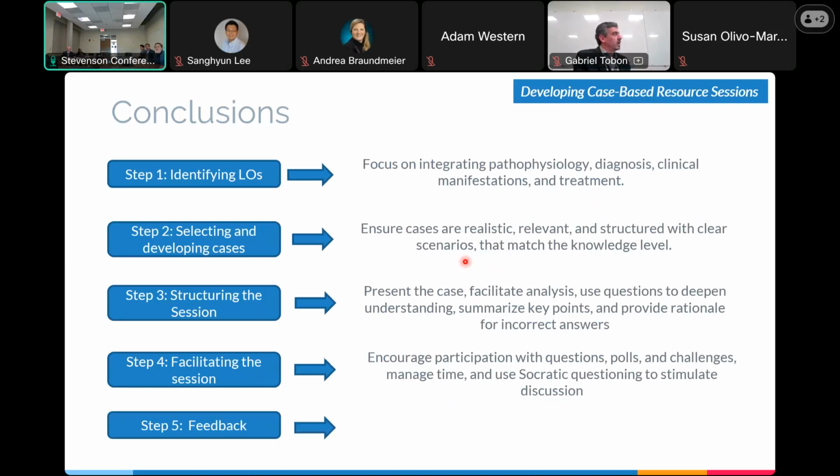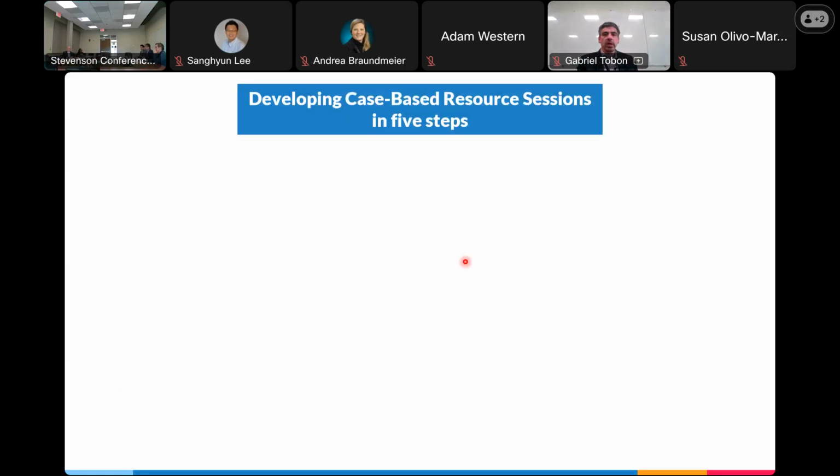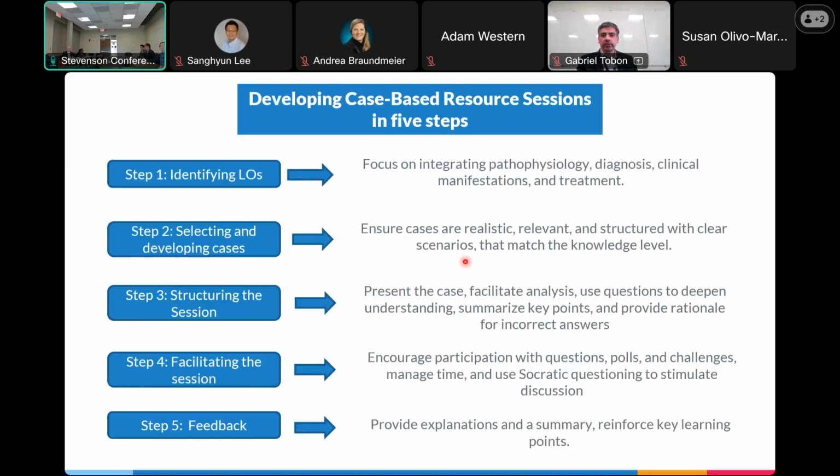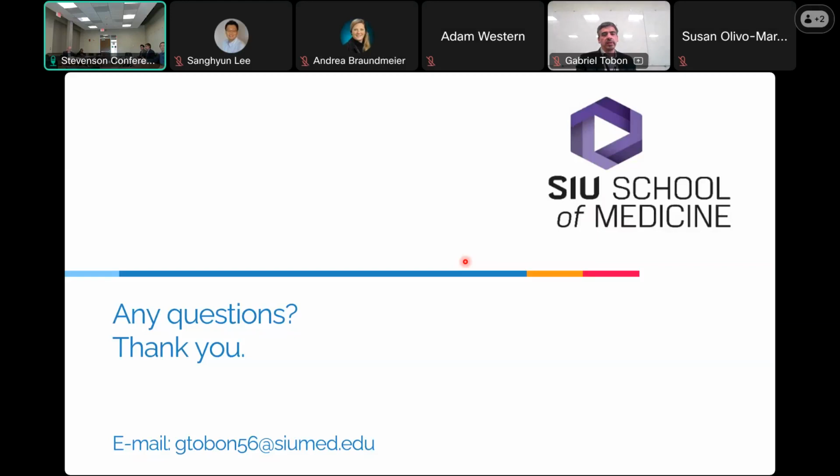And finally, feedback with the explanation, summary, and reinforcement of key learning points. Every time we try to reinforce the content once again to obtain the best outcome. So these are the 5 steps that you already have in the summary. And that's it. I don't know if you have any questions. Be happy to answer. Thank you.